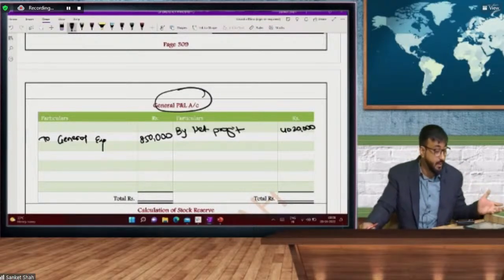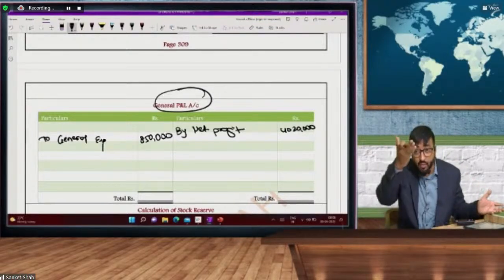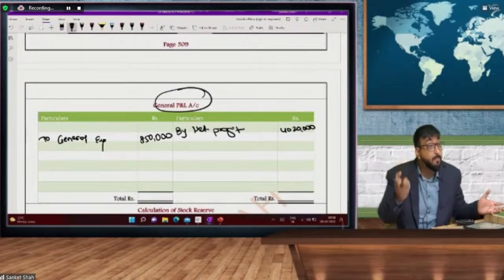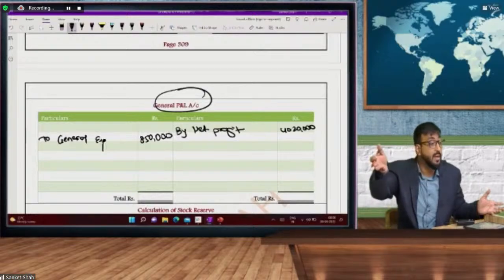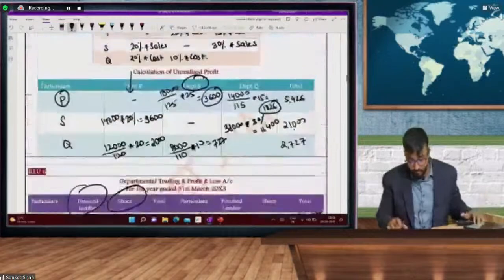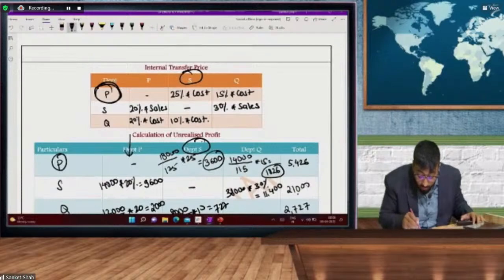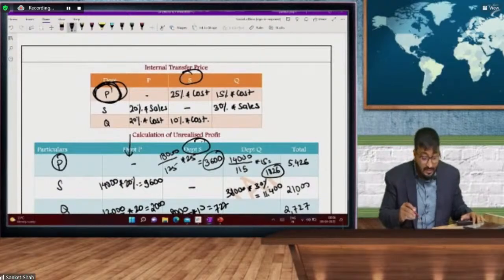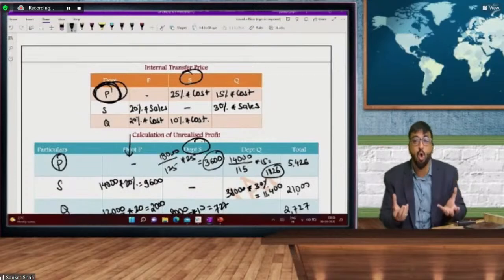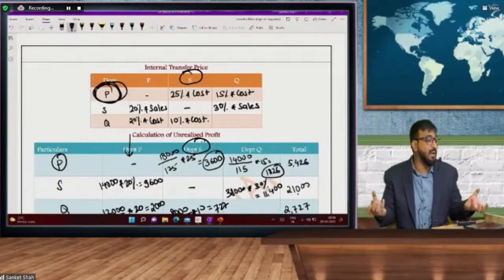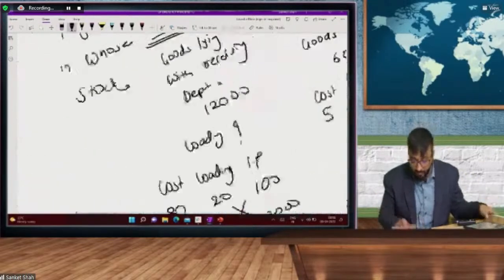किसका प्रॉफिट? अरे किसका? कौन प्रॉफिट कमाएगा? वो दूसरे के स्टॉक में रहेगा. Sender's department profit in closing stock of receiver's department. Whose profit? Sender's department profit.